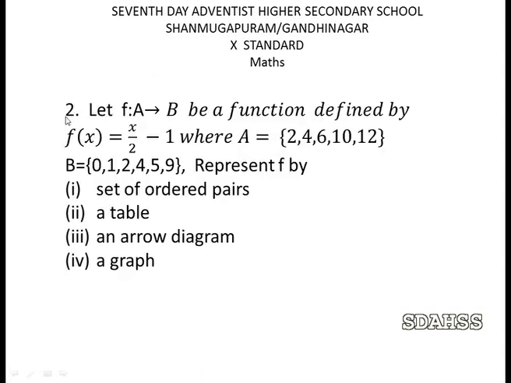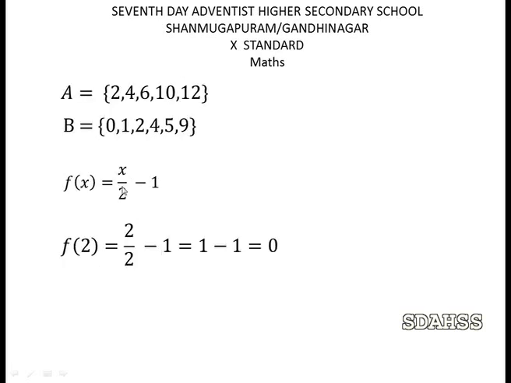Exercise 1.4, second sum. Let f: A → B be a function defined by f(x) = x/2 − 1, where A is the set {2, 4, 6, 10, 12} and B is the set {0, 1, 2, 4, 5, 9}. Represent f by a set of ordered pairs, a table, an arrow diagram, and a graph.